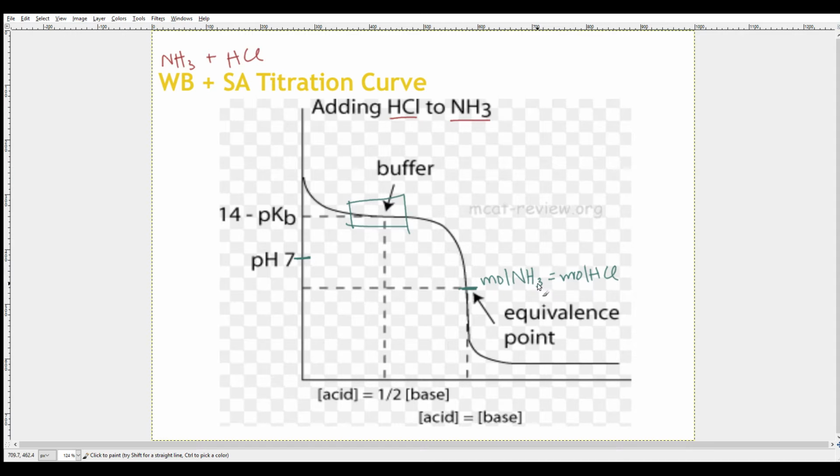So when you have a strong acid titrating a weak base, your pH should be less than 7. It should be acidic because we've got a strong acid with a weak base. Something that's helpful here in this buffer zone is this little phrase right here: the acid is equal to a half of the base. We have a graph coming up. I think it's the next one that'll make this a little more clear.